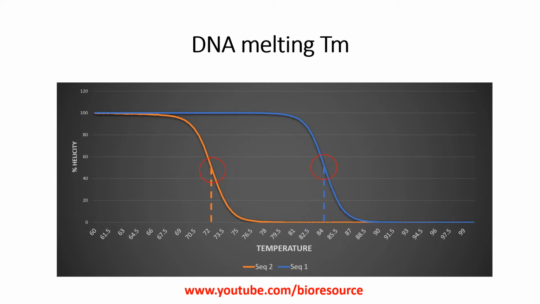This is the melting Tm profile of sequence 1 and 2. As mentioned earlier, sequence 2 has fewer GC pairs, so that's the reason it is melting early; less heat energy is required to separate the strands, whereas in sequence 1 the GC content is much higher and requires higher heat energy to separate the strands. So this is the reason why higher GC content will have a higher DNA melting temperature.